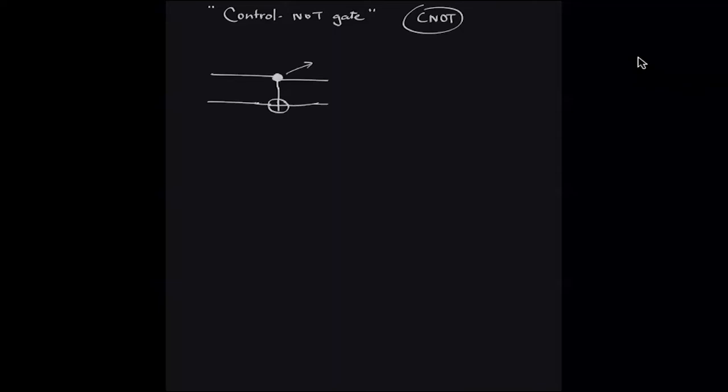This solid blob here is the control line. And this plus here is the line where we apply NOT. So in future, when you read papers related to quantum computation, you will see a circuit diagram like this a lot of the time, with a solid blob on the top and a plus on the bottom. What this means is that if this is zero and this is zero, the output will be zero and zero. If the input is one and zero, the output will be one and one. So whenever this control line is high, this output is going to be flipped.